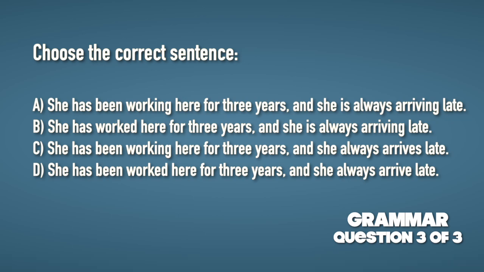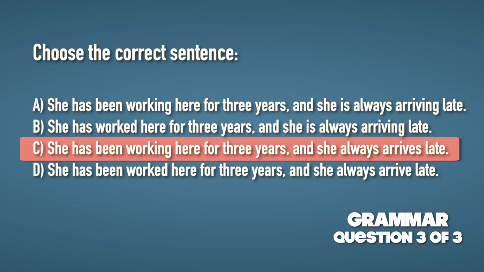The correct answer is C. She has been working here for 3 years, and she always arrives late. The present perfect continuous, has been working, is correctly used to indicate the action has been going on for 3 years. The second clause should use the simple present, always arrives, to express a habitual action.